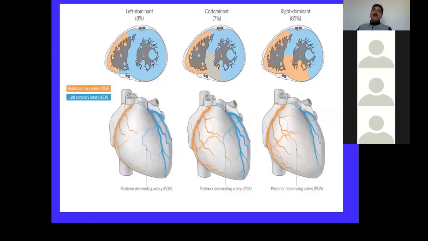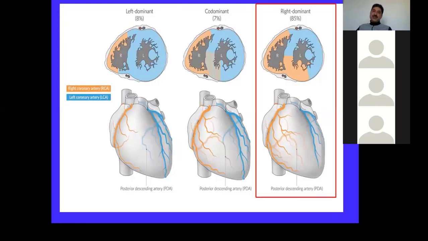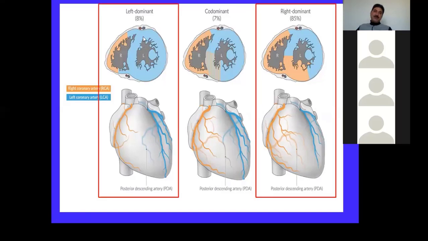Now, if we go to the area of distribution, what is the area of distribution here? In right dominant circulation, anterior 2/3 of the septum is supplied by the left coronary artery, posterior 1/3 is supplied by the right coronary artery. In case of left dominant, what do you see there?